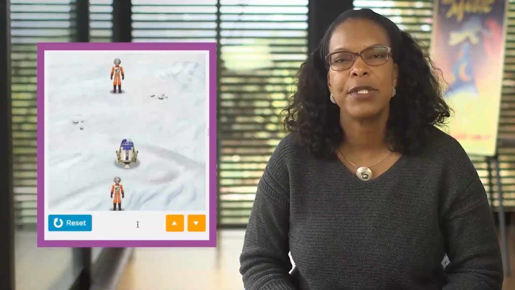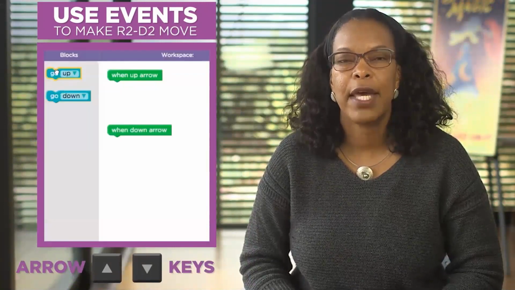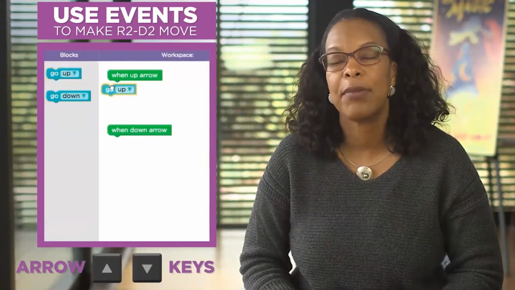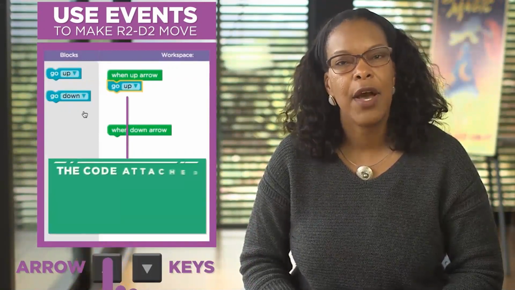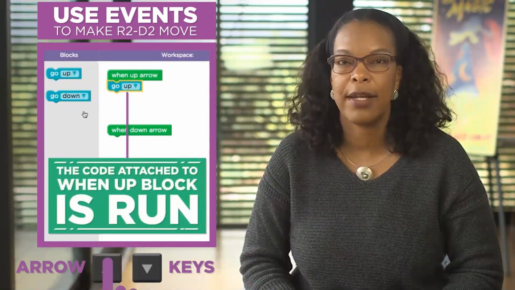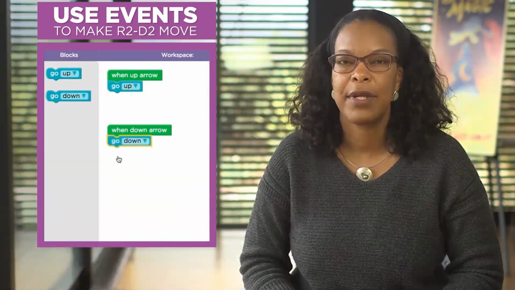Here, we're going to make R2-D2 move up to deliver a message to a Rebel pilot, and then move down to the other Rebel pilot. We'll use events to make him move when the player uses the up-down arrow keys or the up-down buttons. We use the When Up event block and attach the Go Up block to it. When the player presses the up arrow key, the code attached to the When Up block is run. And we'll do the same thing to make R2-D2 move down.